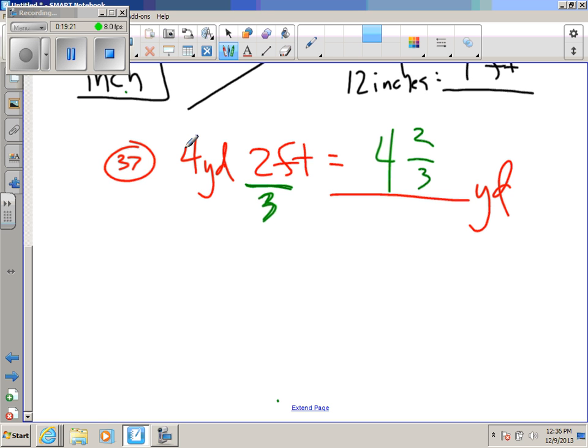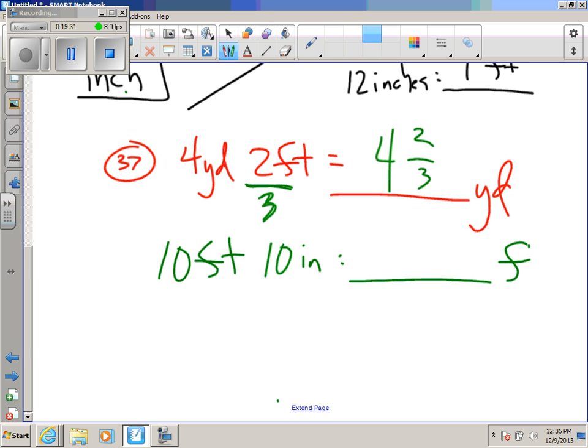So it's like this. If I had 10 feet and let's say 10 inches, and they wanted it just in a foot measurement, my whole number of feet would be 10. And this is close to giving me another foot, but how many inches are in that foot? Alex? So 10 and 10 over 12 becomes 10 and 5/6.